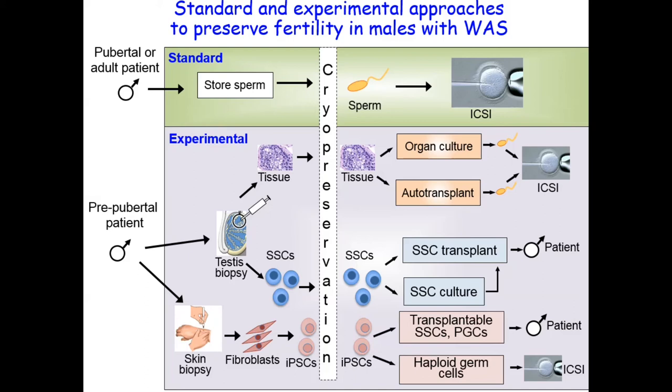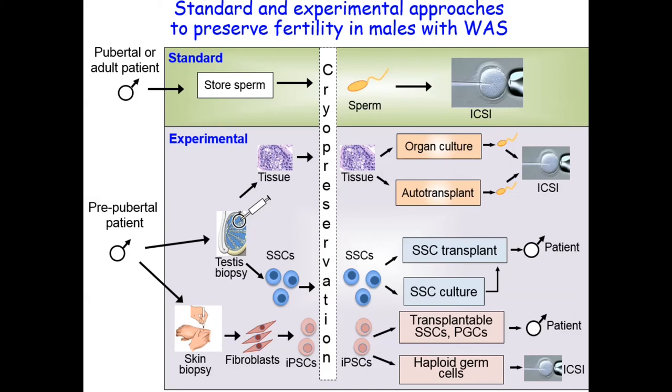If you have a prepubertal male, that's what I just described: the biopsy of the testes, the storing of the spermatogonial stem cells, and then retransplanting them, or even culturing and then transplanting them back into the patient. And this would be a normal fertilization now. Or other approaches: disrupt the tissue, do organ culture, auto transplant, but then you have to use this strategy.